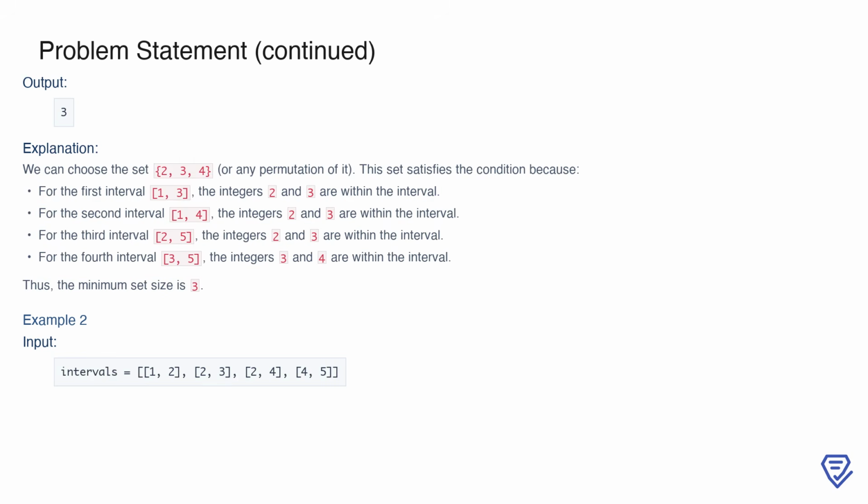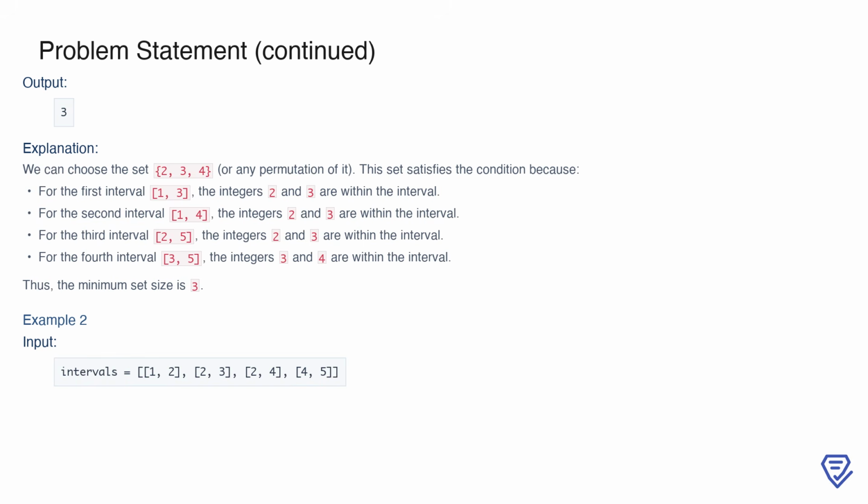For the first example, we are given the input intervals = [[1,3],[1,4],[2,5],[3,5]]. The output is 3, which means the minimum set of integers required to satisfy the condition has 3 elements. One possible solution is the set {2, 3, 4}. Let's see why this works.